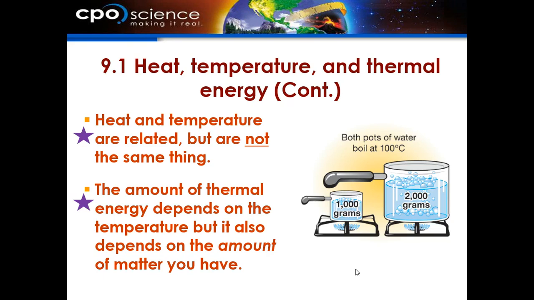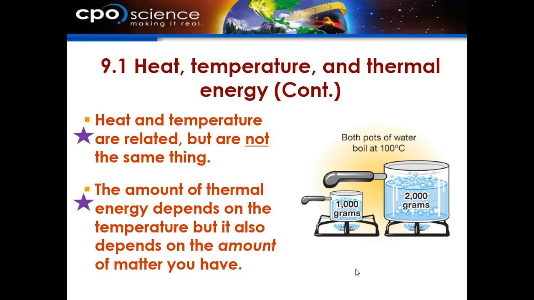In this example, we have two pots of water. They are both boiling, which means that they are both at 100 degrees Celsius. One of those pots is twice as big as the other one. That one is going to have twice as much thermal energy, meaning it is going to take longer to heat up and longer to cool down. It has more energy in it. If you just have a little bit of water, you can boil that little bit of water really fast compared to a lot of water.